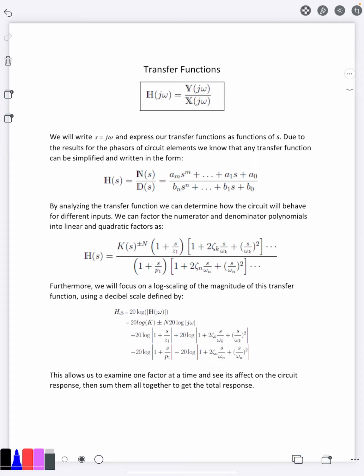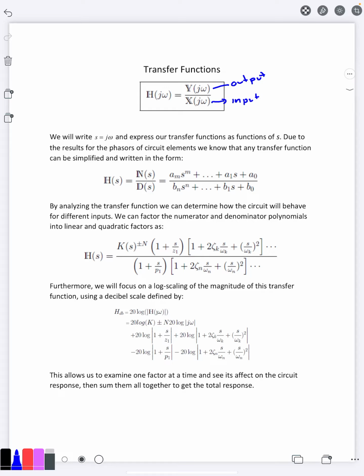So for us in this class, it's going to be: take whatever your output is, we're going to call that y as a phasor, so it's a function of j omega, and then we're going to have the input, which we're going to call x, again in terms of a phasor, x of j omega. These are functions of the frequency omega, and we're simply going to divide these two phasors, output divided by input. That is going to be our transfer function.